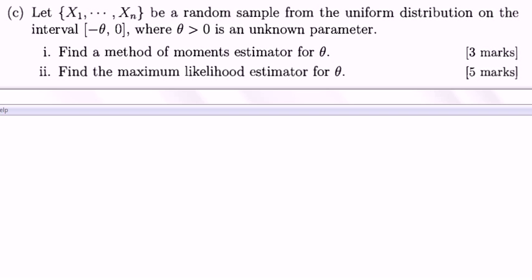Let's do another example. This is taken from a first year undergrad past paper. Let these x's be a random variable from a uniform distribution on the interval minus theta to 0, where theta is positive and we assume finite, and it's an unknown parameter. We're doing part 2. Find the MLE for theta for 5 marks.